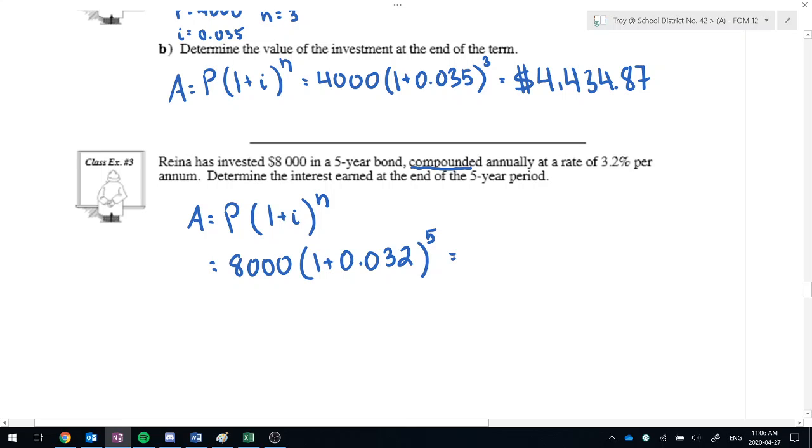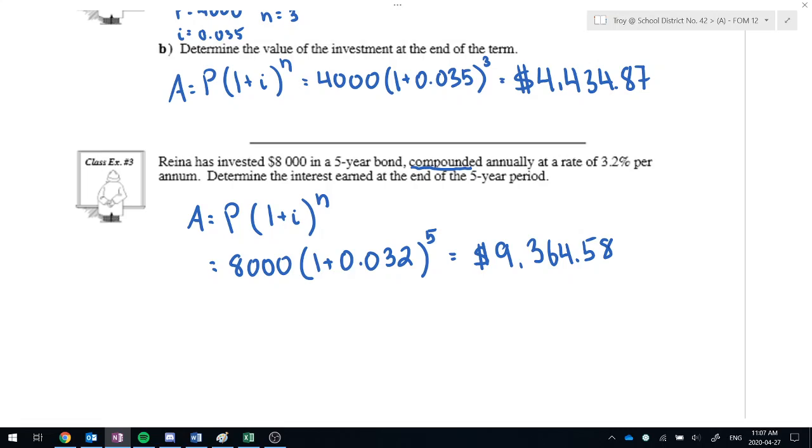So for this one, we're just going to do 1.032 raised to the power of 5. You get an answer of 1.1705729, and so on. And then, of course, we just multiply it by the 8,000. And what we get here for this one is $9,364.58. Just keep in mind, obviously, we're working with money here, so you should be rounding to 2 decimal places.